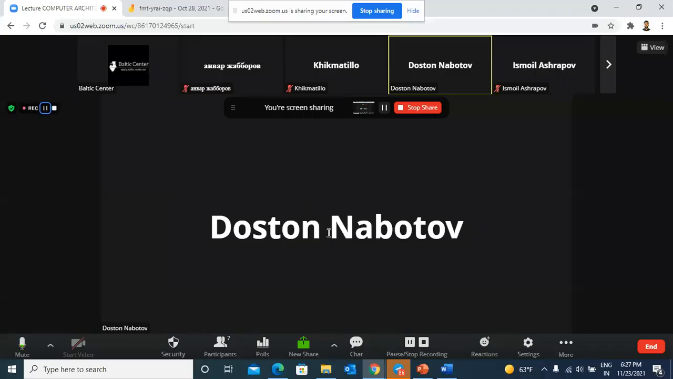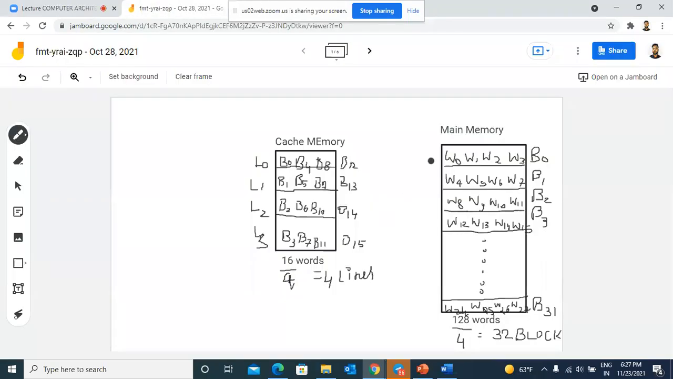Let's see. Okay, so screen sharing, it's on. Yeah, is it visible? This screen, Jamboard. Yes. Yes.